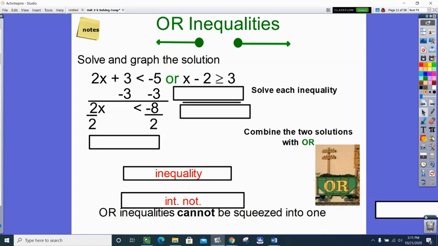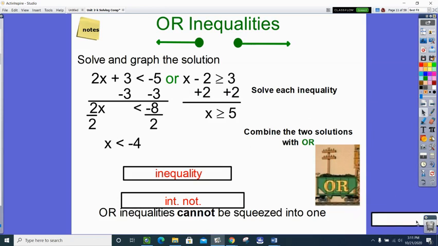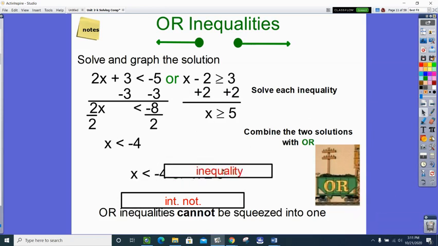That is not the glitch. It's not going to flip the inequality. So I end up with x is less than -4. That's one arm of my or inequality. And up here, I'm going to add 2 and show that step. And I end up with all numbers greater than or equal to 5. Now be careful. Your answer here needs to include the word or. It's a compound inequality. That matters, okay?